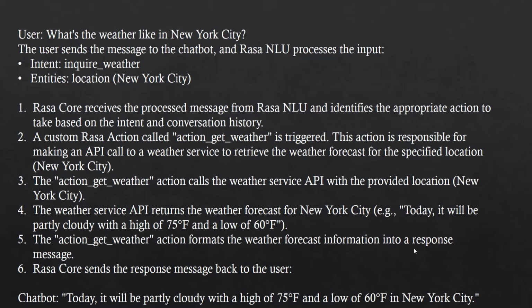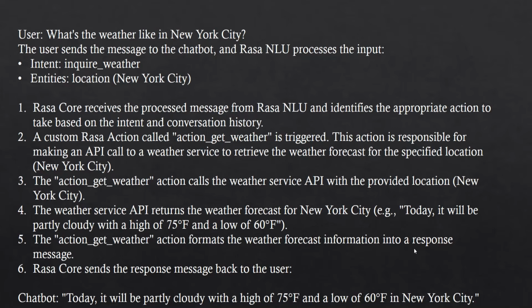So when Rasa NLU processes the input, there will be an intent like inquiry weather, and the entity will be location New York. Then Rasa Core receives the processed message from Rasa NLU and identifies the appropriate action to take based on the intent and conversation history. A custom Rasa action called action get weather is triggered in the second step.